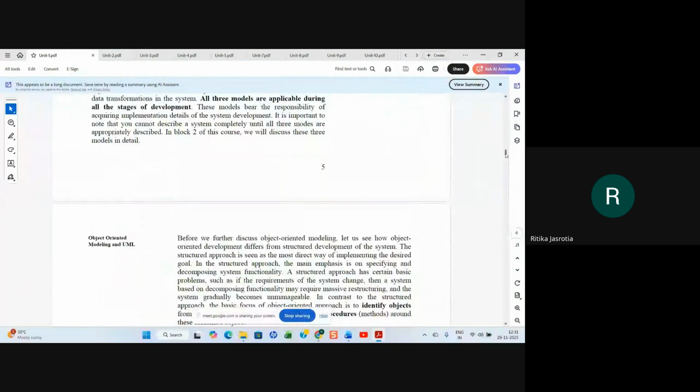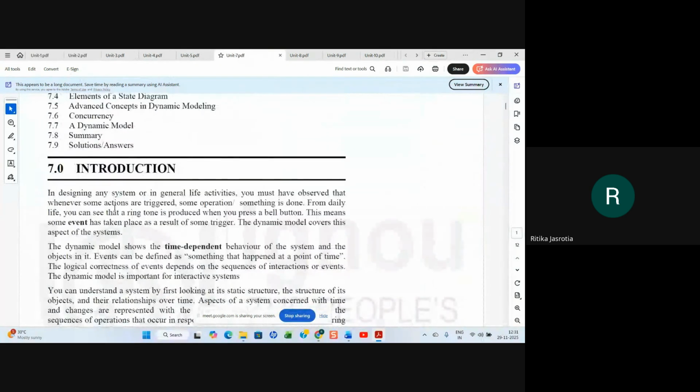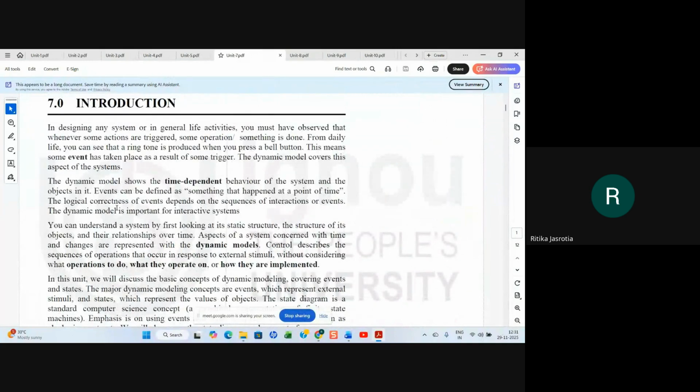So dynamic modeling is concerned with time, state, and transition of one state to another. Events trigger the transition, and actions happen after the event occurred and are simultaneous. So that is the dynamic model discussed in unit 7. This is unit 7, dynamic modeling.